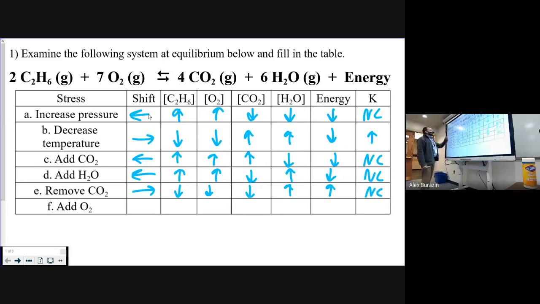Add oxygen. That's a reactant. I'll put that arrow in first. I'm adding something on the left. I would shift away to remove that excess. As a result, the other reactant goes down. All the products go up. And K goes unchanged.